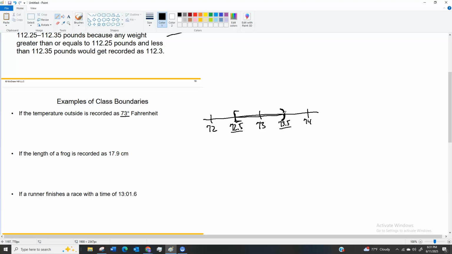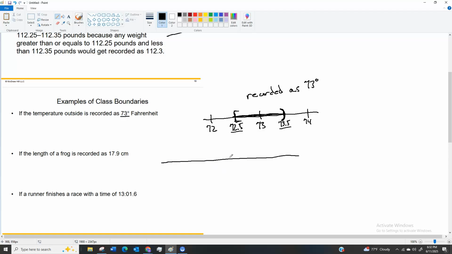But anything in between here is going to be recorded as 73 degrees. So if you got a measurement of 72.5 or 72.7, you're going to say 73 degrees. That's the closest one. But then when you get 73.5 or anything bigger, then you're going to start rounding it up to 74. So on this one, this is more similar to the first one we had because it's rounded to the nearest tenth.